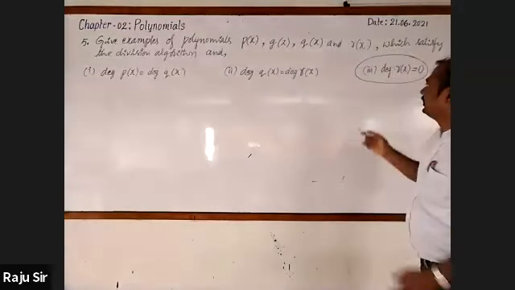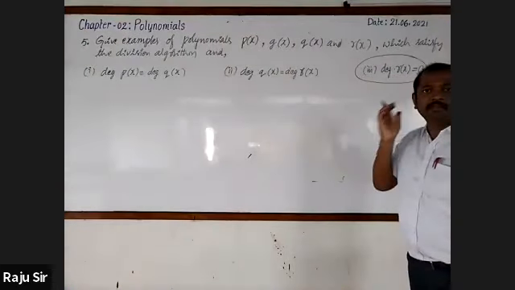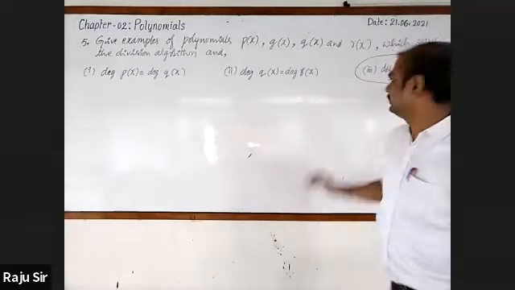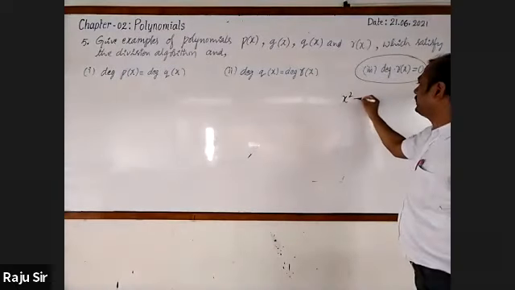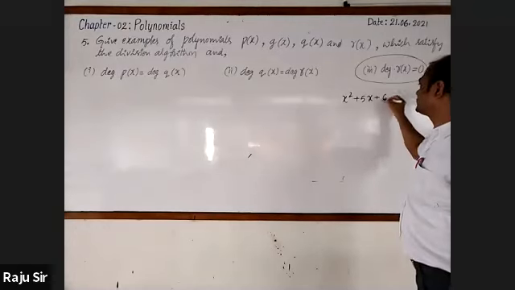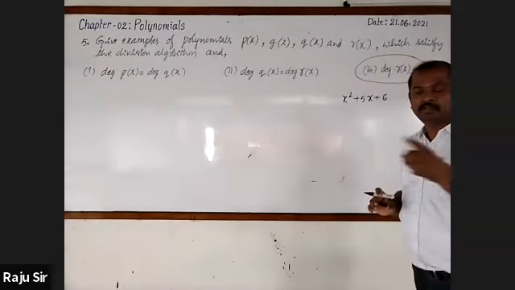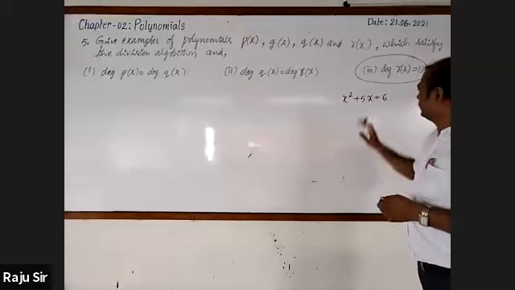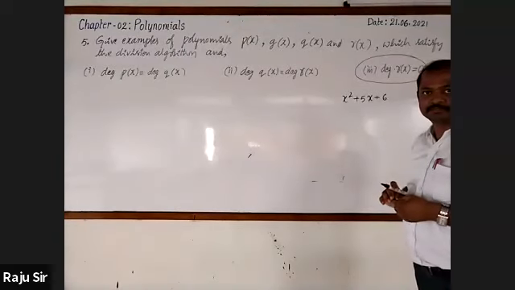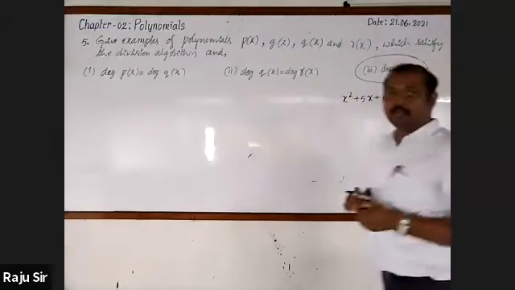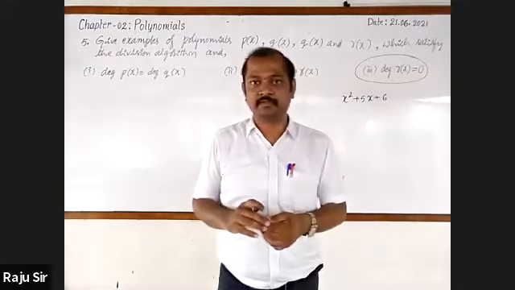Observe it. I go for taking the well-known polynomial. It is x square plus 5x plus 6. Right? Everyone is very familiar with it. x square plus 5x plus 6. Now, could you tell what are its factors?